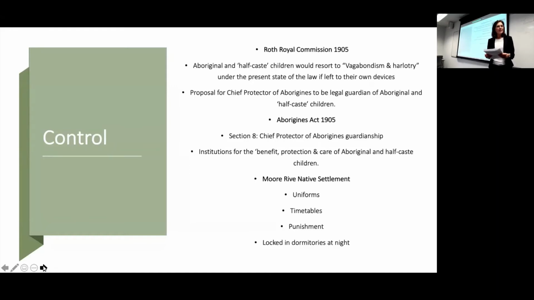So the Moore River Native Settlement, as we saw, can be defined as a total institution. Isolation was the key principle. Its barren location with fences around it. It had daily timetables for the inmates. And also the children wore uniforms of what was called tough marked cloth, which was a khaki coarse cloth that they wore during the day and also at night.